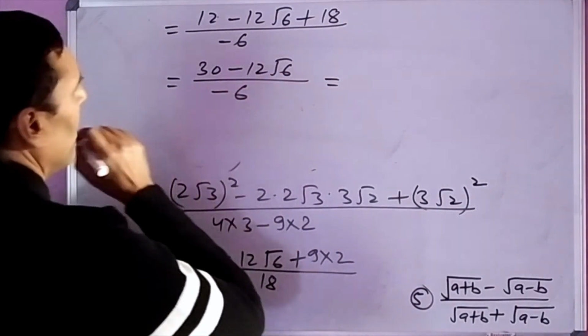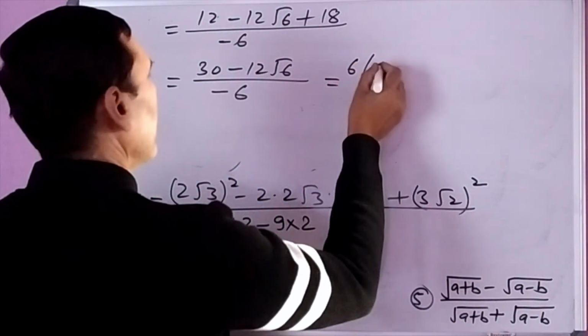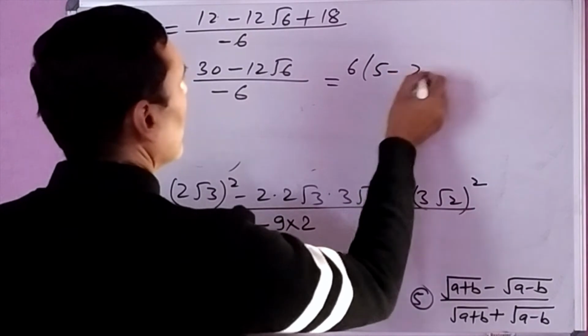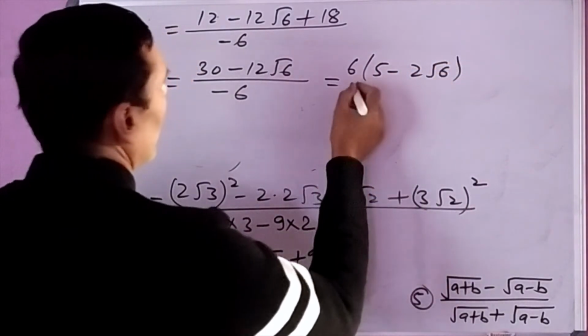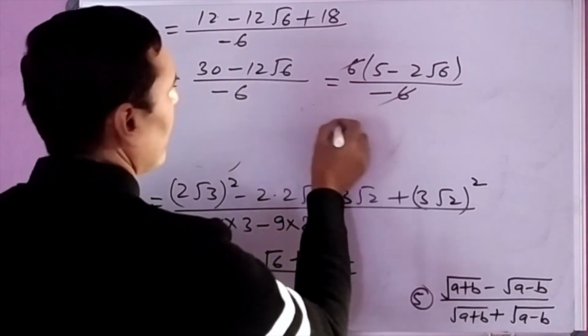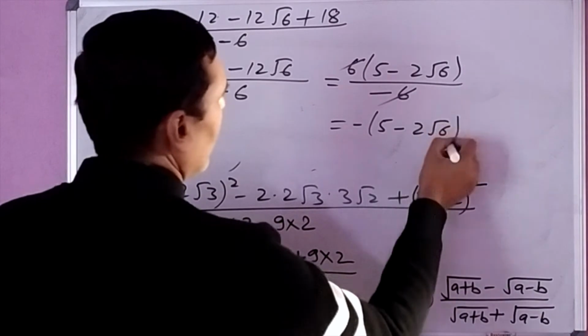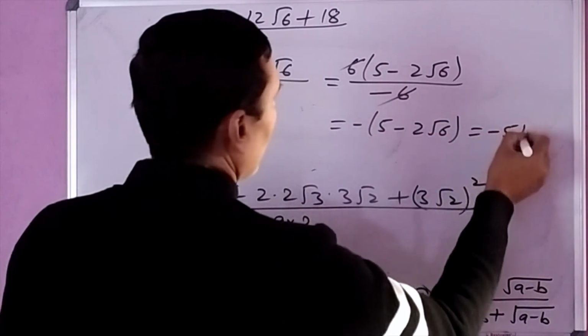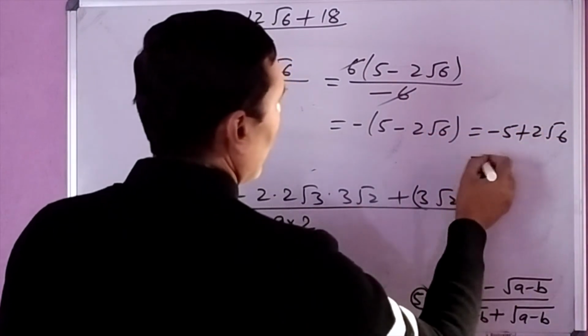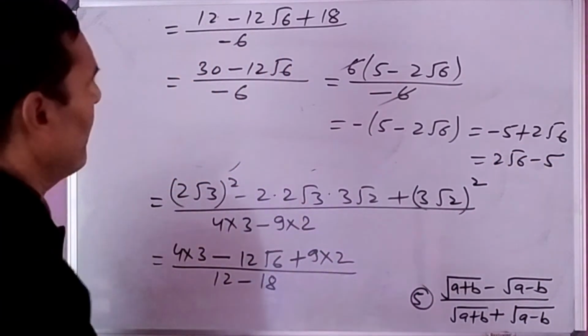Now we can take 6 common there in numerator. Take 6 common, then you will get 5 minus 2 root 6 upon minus 6. 6 is cancelled, so minus 5 minus 2 root 6, or it is minus 5 plus 2 root 6, or simply 2 root 6 minus 5 also we can write for this.